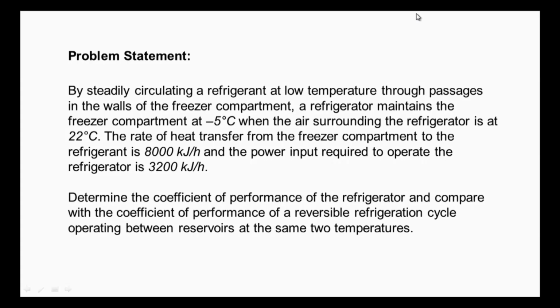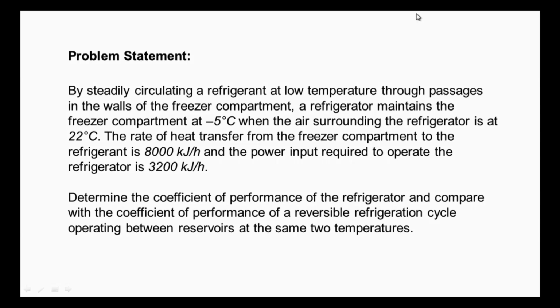Let's look at the problem statement as provided. By steadily circulating a refrigerant at low temperature through passages in the wall of a freezer compartment, a refrigerator maintains the freezer compartment at -5 degrees C when the air surrounding the refrigerator is at 22 degrees C.